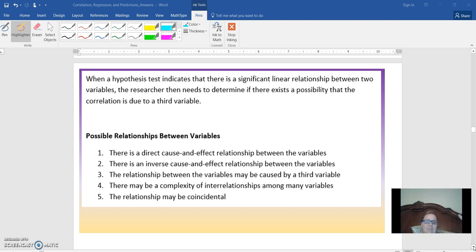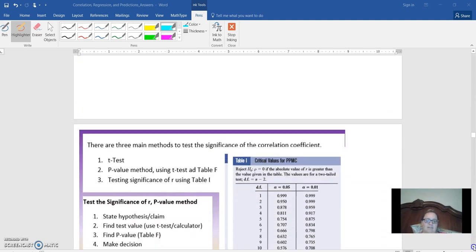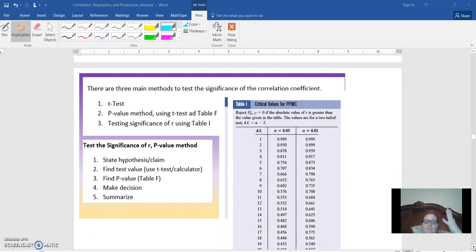All right, sometimes when we're doing hypothesis testing, we can have a direct cause-effect relationship, like it goes up or it goes down. We can have an inverse, so this is positive, this is negative. There could be a third variable. There's a whole bunch of variables that contribute to it, or it's just like a happy accident, okay? For this class, it's just intro to stats, so we're just going to focus on those two, or there's none. Just know that this isn't the only thing that can happen between the variables.